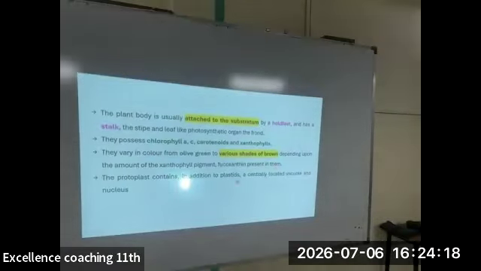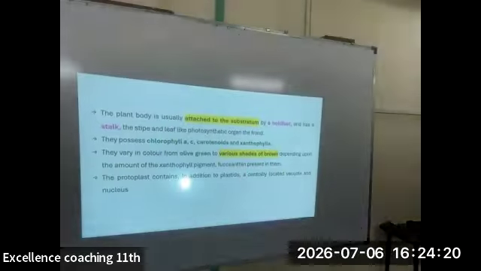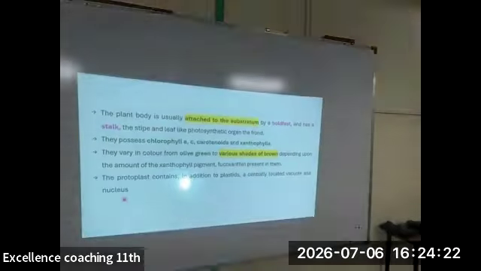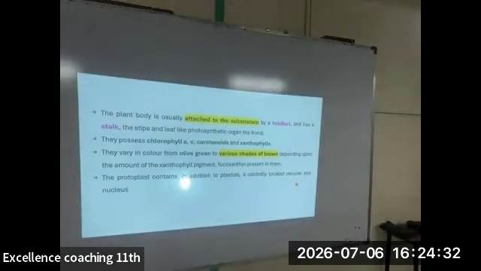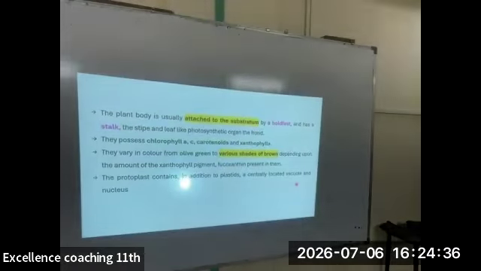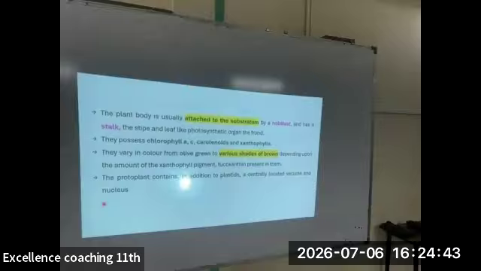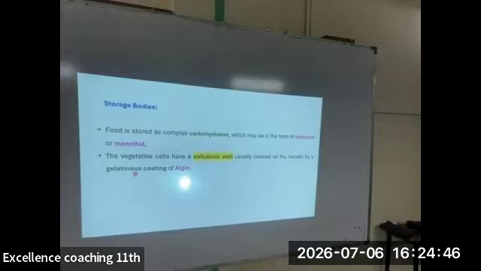Then protoplasts contain additional plastids, a centrally located vacuole and nucleus. So protoplast will consist of what? Plastids, vacuole and nucleus. You know protoplast, right? There is nucleus and there is cytoplasm. Together it is called protoplast. So the protoplast will have plastids, and vacuole and nucleus. Okay, storage bodies here are carbohydrates, pyrenoids.